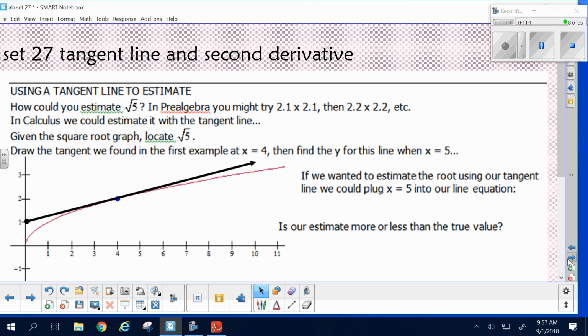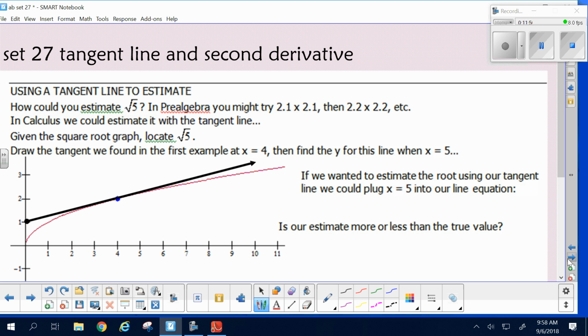Now, I mean, tangent lines are fun to find and all that stuff, but there's a purpose to it. Tangent lines are used to estimate things, big boy stuff, all right? Now, pre-algebra, if I said estimate square root of 5, then you would say, all right, I'll try 2.1 times itself, and now I'll try 2.2 times itself and see what gets close to 5. In calculus, you would actually use your tangent line to estimate the square root of 5. Now, here's how the thought process goes.